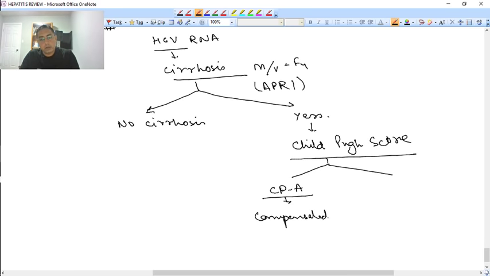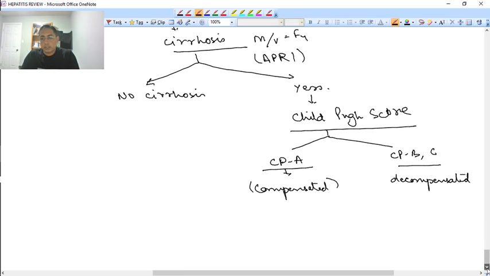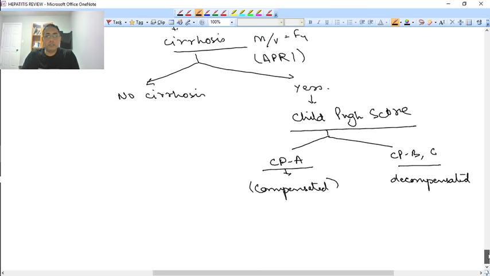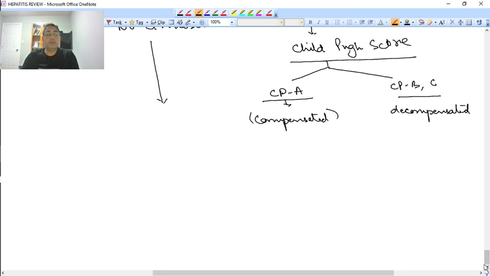liver pathology, or we can have CP score B or CP score C, which tells us about the decompensated liver pathology. So if the liver status is decompensated, or if it is compensated. Now basically I have three situations: either the patient would have no cirrhosis, or Child-Pugh score A, or Child-Pugh B and C.